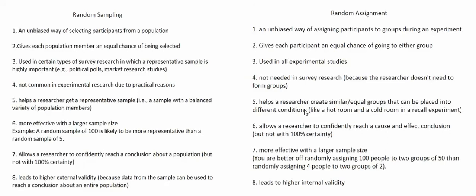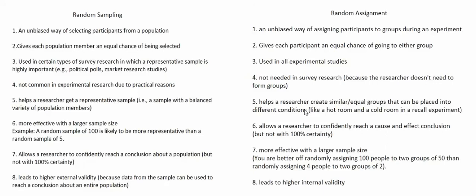That's more likely to happen. So random assignment helps a researcher create roughly equal groups that are actually comparable in an experiment. In an experiment, you don't want to put a group of, let's say, marathon runners and have them run on a dirt track, and a group of non-runners and have them run on a rubber track, if you're trying to reach a conclusion about the running surface that they're running on, right?